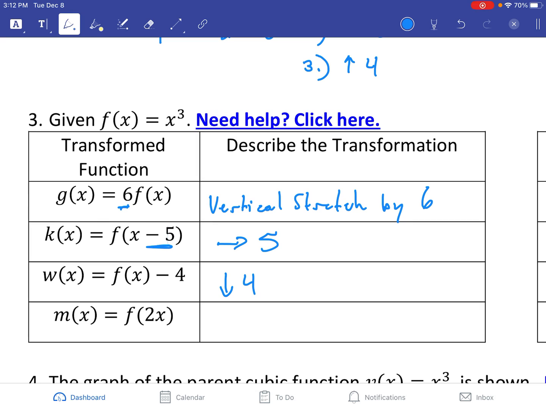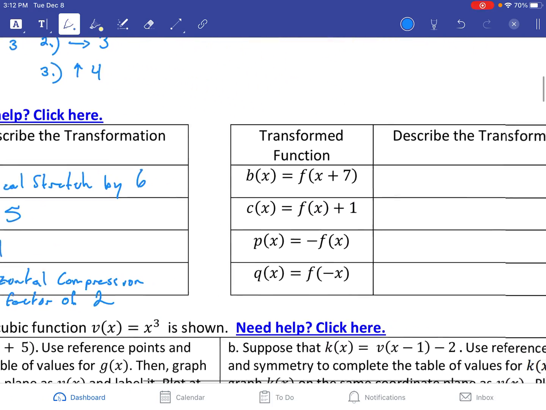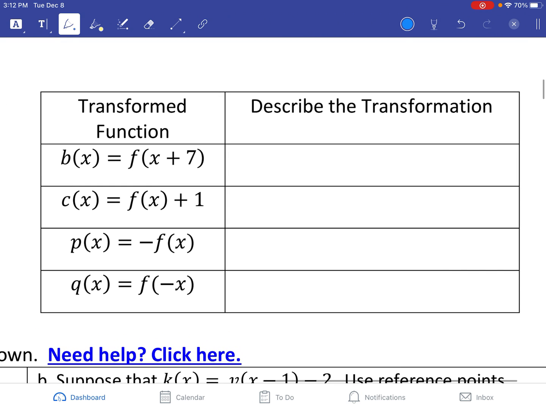And the last one, this is the exact opposite of the first part, the g of x that we have. This is inside the function on the x being multiplied, so it is a horizontal compression by a factor of 2. Okay, let's check out some more. We have something on the inside being added. This time it's going to go to the left by 7. All right. The plus 1 is going to make it go up by 1.